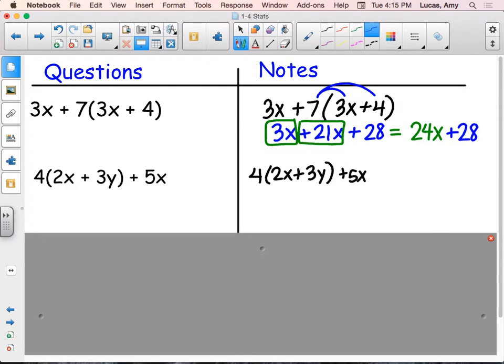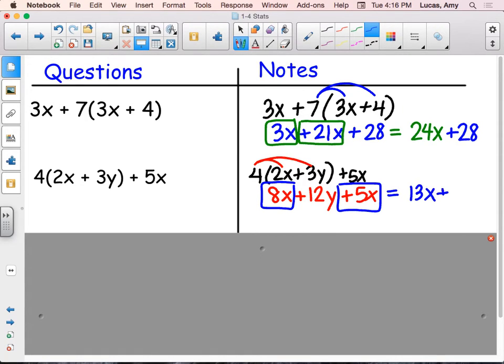Distribute first again. So distribute 4 times 2x is 8x, plus 4 times 3y is 12y. And then I can put together my like terms. My like terms are the 8x and the 5x. They're both positive. So 13x plus 12y is my final answer.